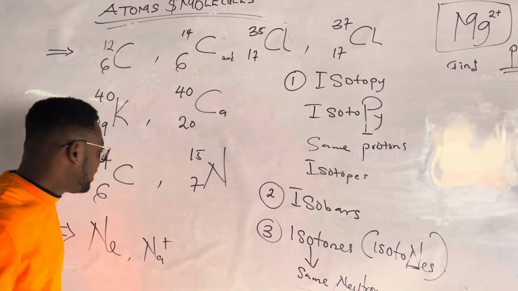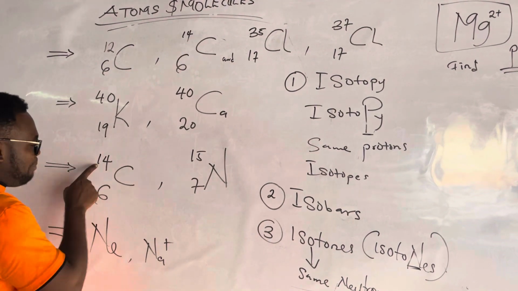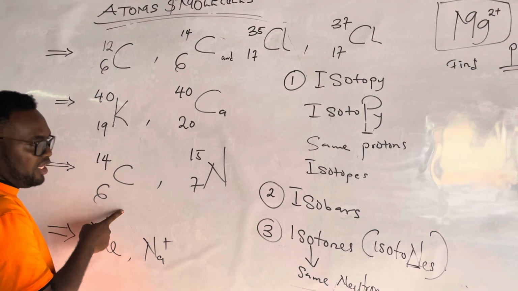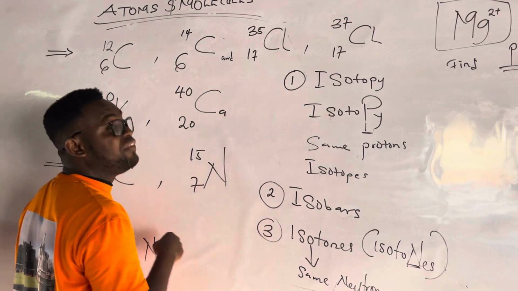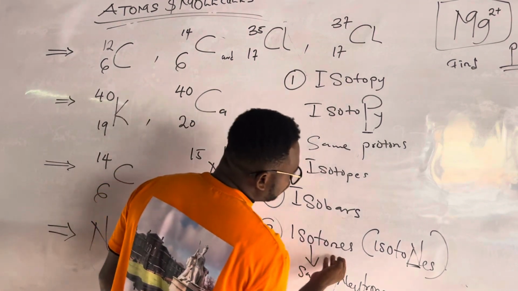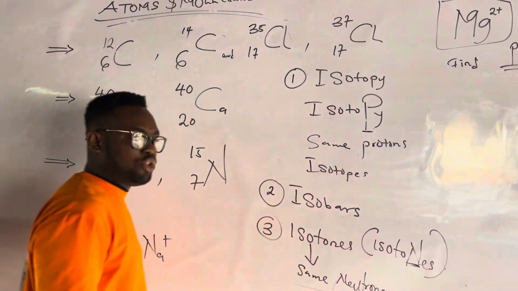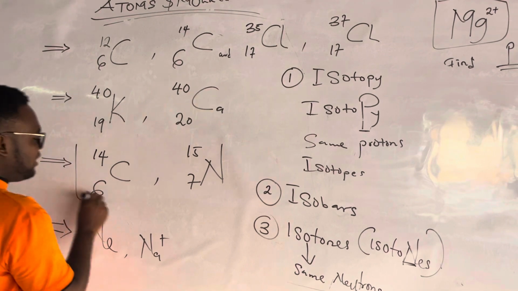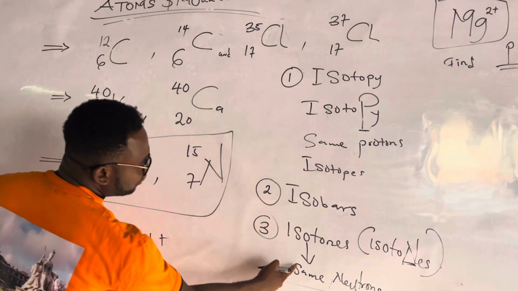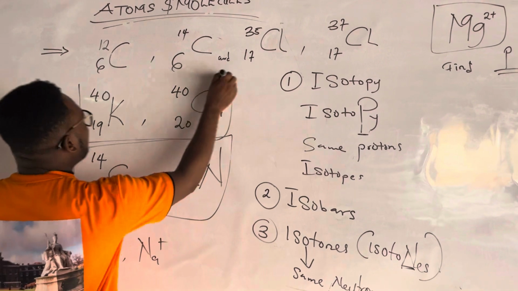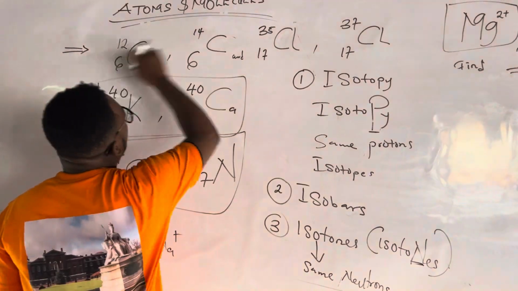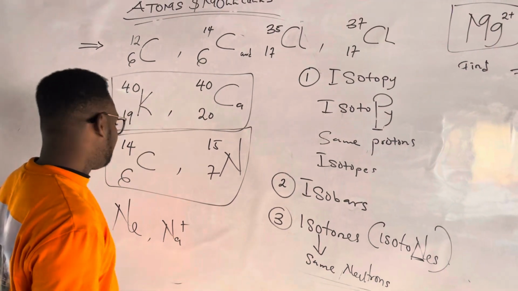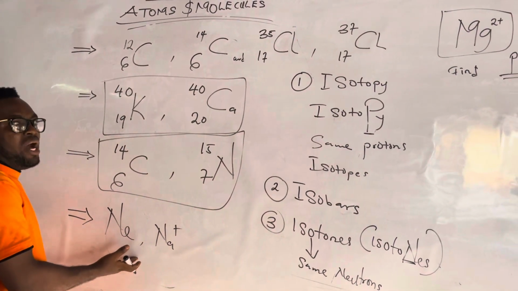Neutrons. Remember we said just now that neutron number is gotten by mass number minus atomic number. So neutrons in this one, 14 minus 6, gives you 8. Of course, in this one, 15 minus 7 gives you the same 8. So isotones have the same neutrons. Do well to recognize them whenever you see them. So we will say that this and this are what? Isotones, while this and this are what? Isobars. Of course, these two examples up there are what? Isotopes.